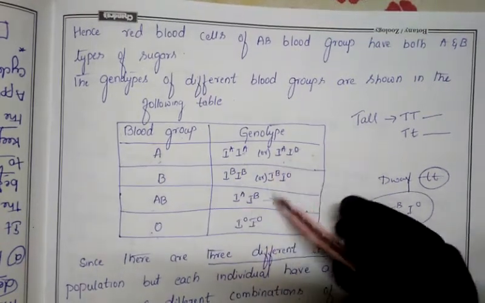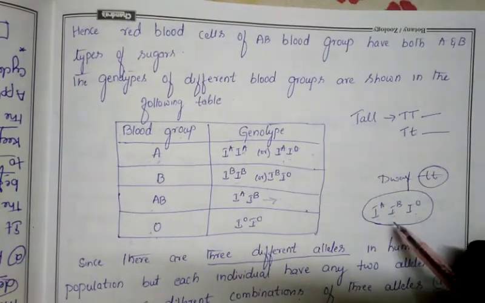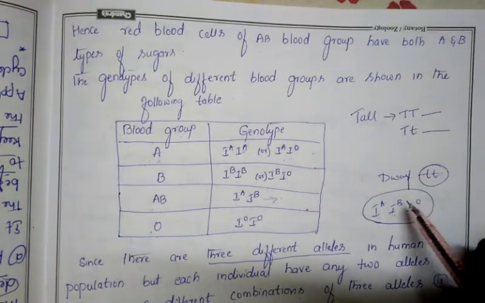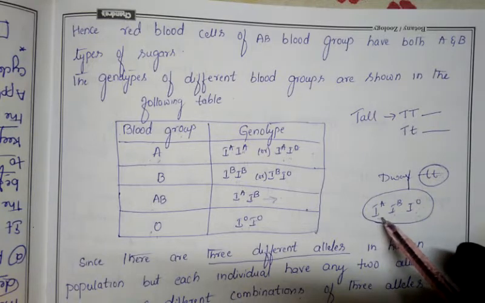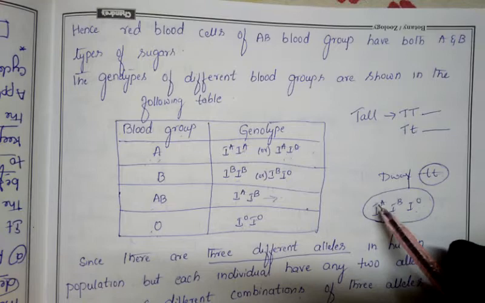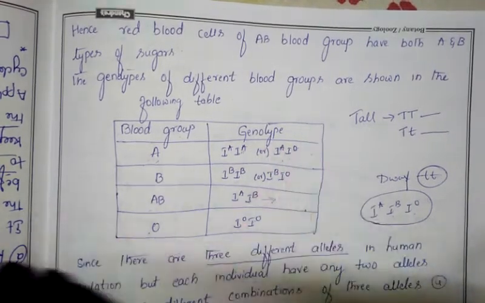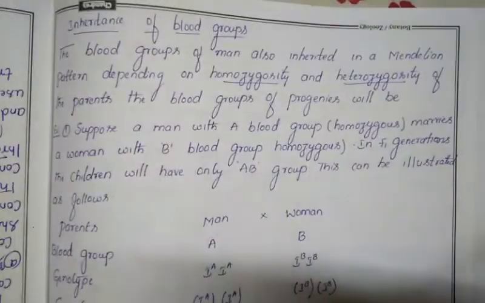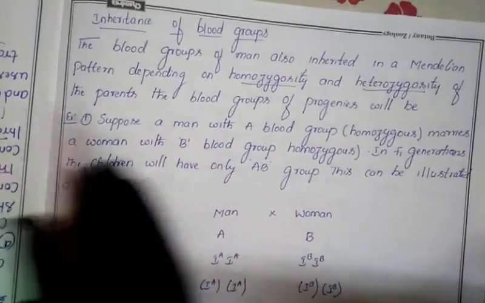This genotype is formed by these 3 alleles: IA, IB, and IO. So for blood group, how many alleles are present? 3 alleles: IA, IB, and IO. These 3 alleles combine together to form 6 different genotypes. Up to this point we discussed in our previous class. Now let us discuss the next topic.